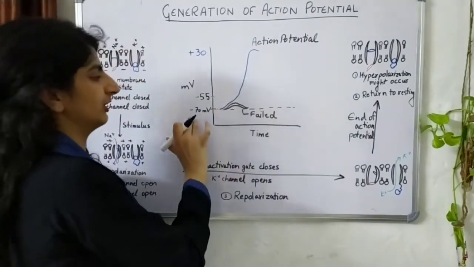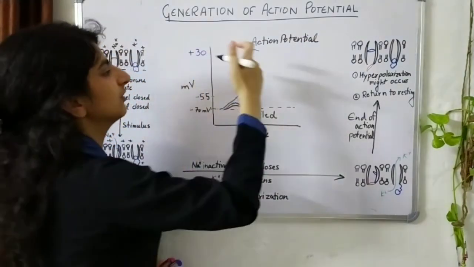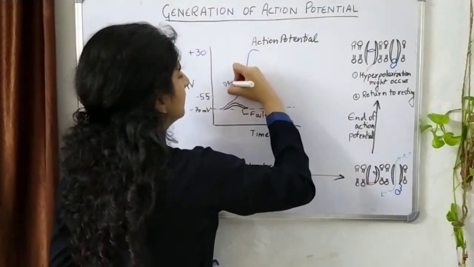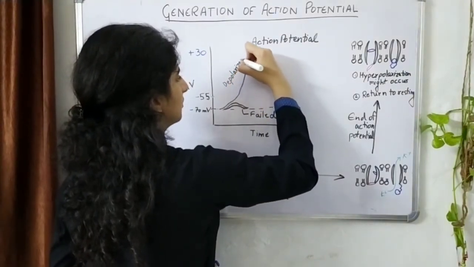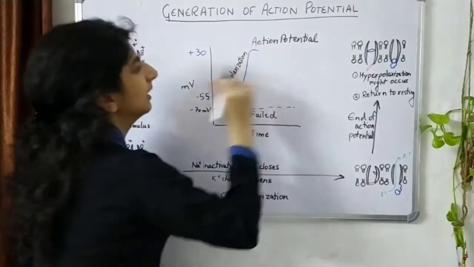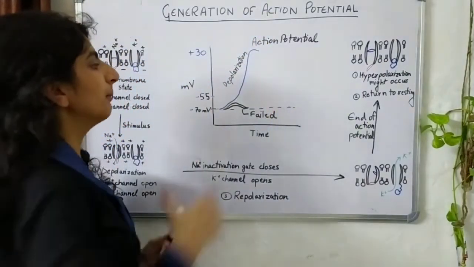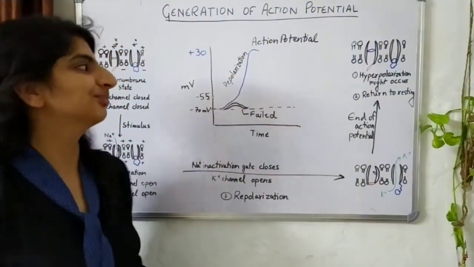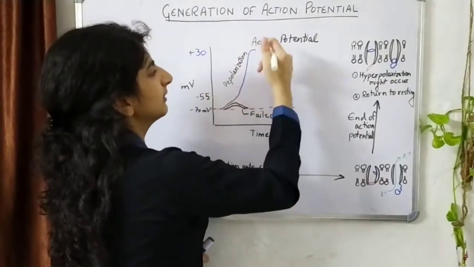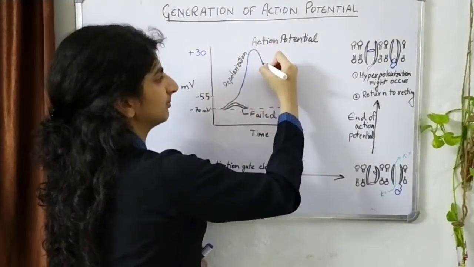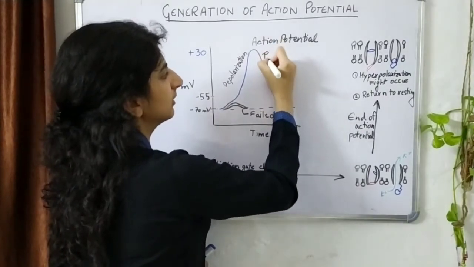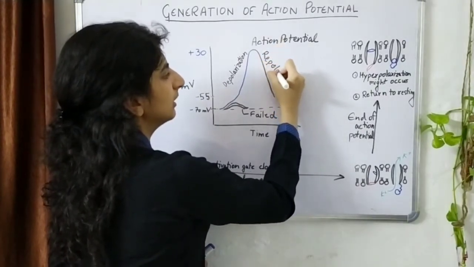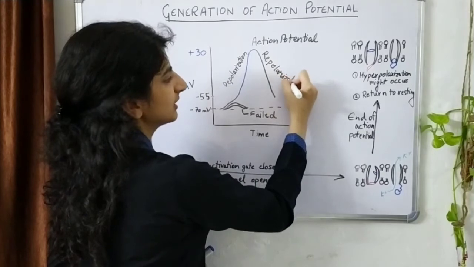The phase of the negative going to the positive will be the depolarization phase. Now the membrane has to come back to minus 70. So this will start decreasing. This phase will be the repolarization phase.